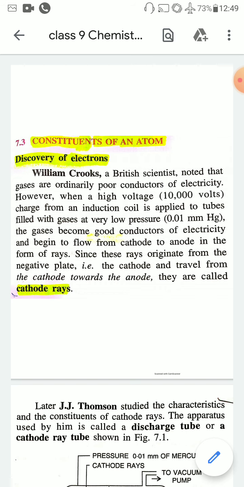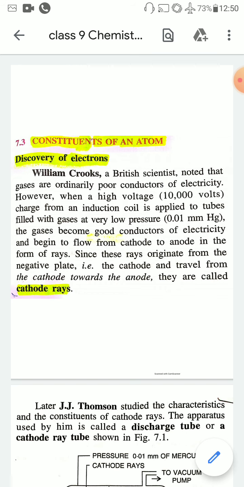So, what is an atom? An atom is the smallest particle of an element that exhibits all the properties of that element. It may or may not exist independently, but can take part in every chemical reaction.